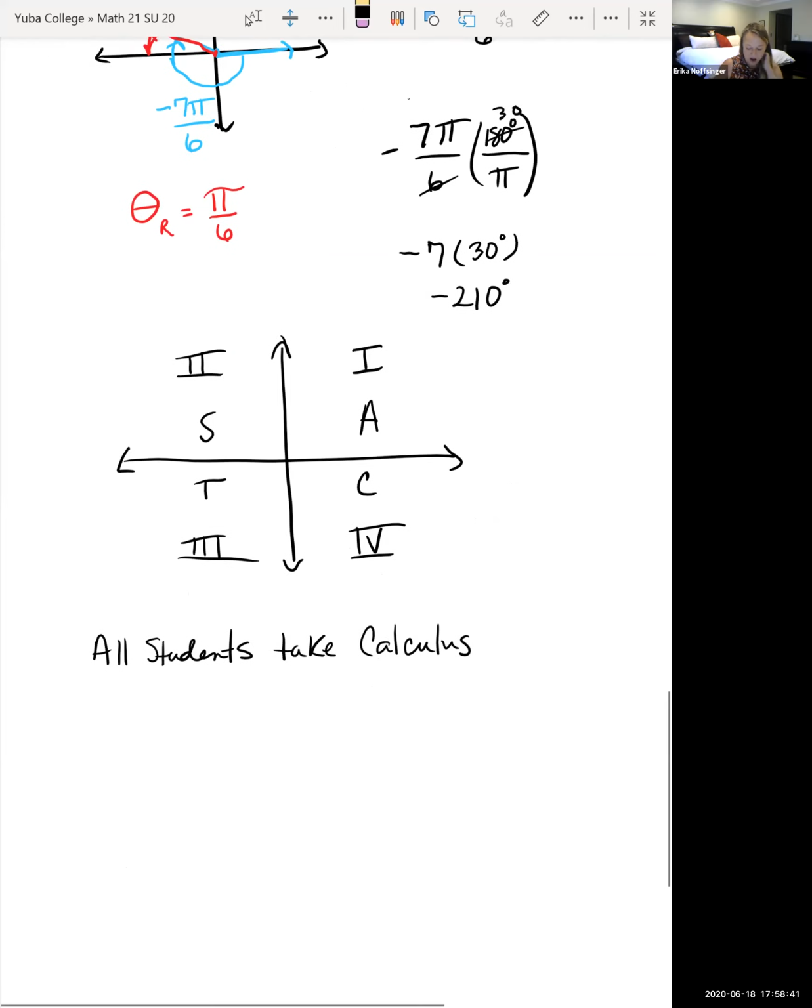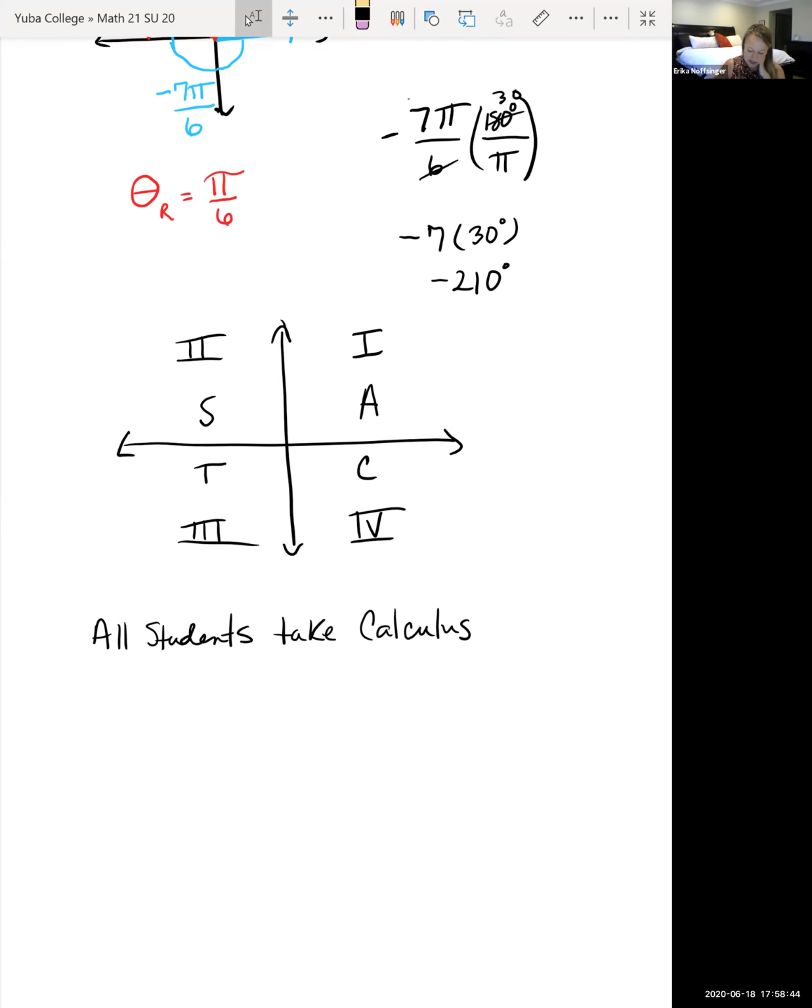And so depending on this, it will tell you if our things are positive or negative. So A, in the first quadrant, that's telling me all trig functions are positive in quadrant 1. Notation wise, when we're writing what quadrant, we're just going to do a capital Q and then the quadrant number after it. S, students, so this is in quadrant 2.